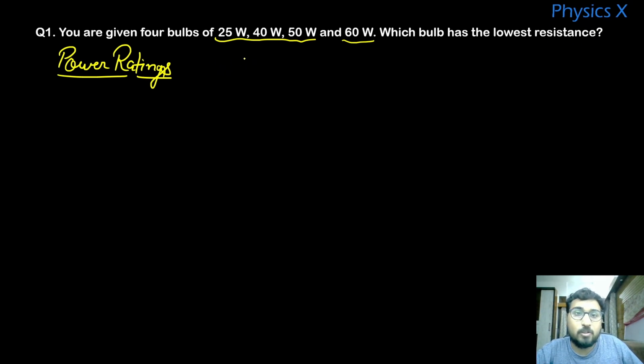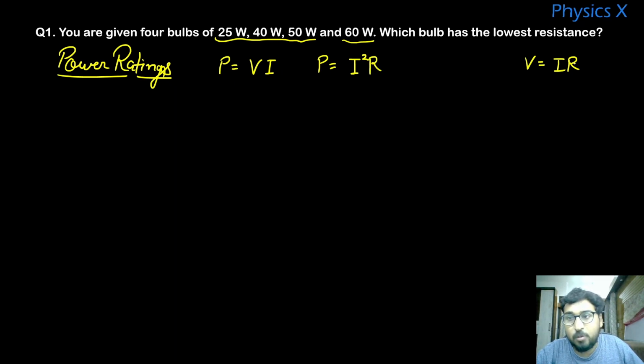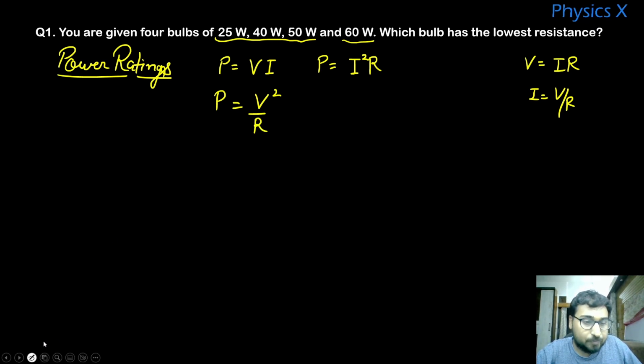Now first of all, let me discuss power. The formula of power, you know, is that power is equal to V into I, and you also know that V is equal to IR. So if in place of V you place IR, then you get P as I square R. And in place of I, if you use V by R, then P becomes V into V by R, that is V square by R.